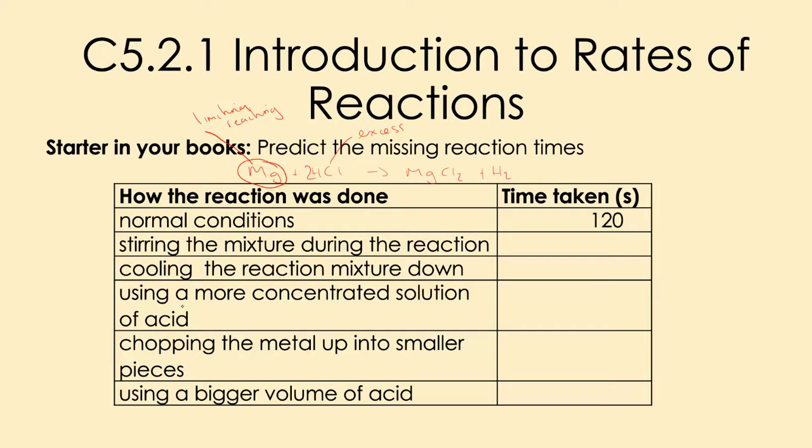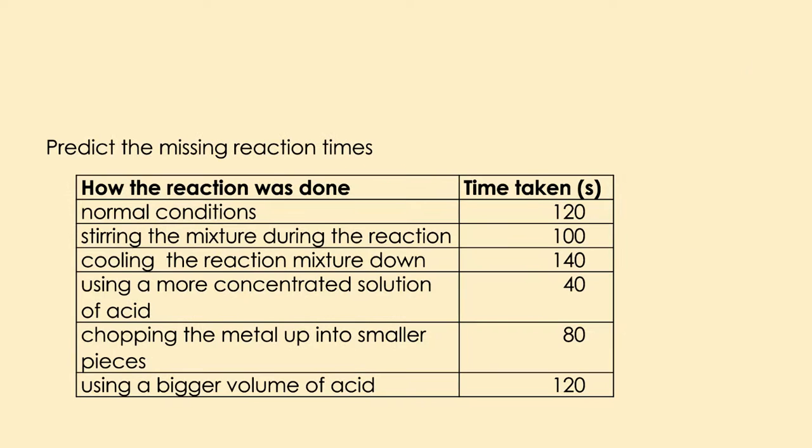Okay, so stirring the mixture, we would expect to make it faster. Cooling it down would make it slower. More concentrated would make it faster. Chopping it up would make it faster. Using a bigger volume of acid, because the acid's in excess, that's going to be the same time, so it's not going to affect it. So there's some possible answers, but you don't need to worry about the actual numbers.